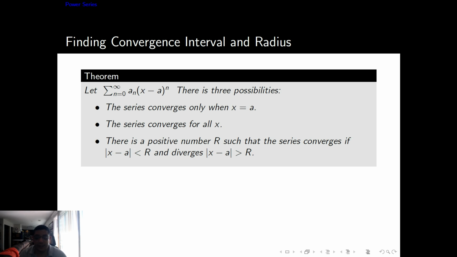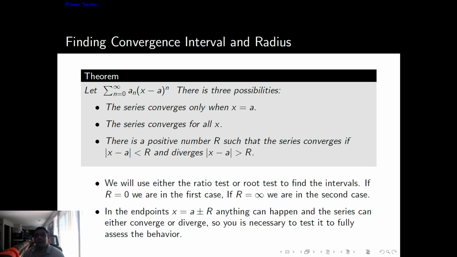The third case, which is the most normal case, is that there is a positive radius of convergence, so that the series converges if the absolute value of x minus a is less than r. It is going to be divergent for any number that is outside of that range, for absolute value of x minus a bigger than r.